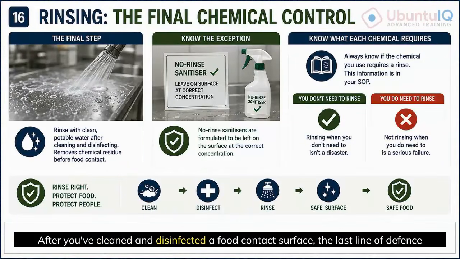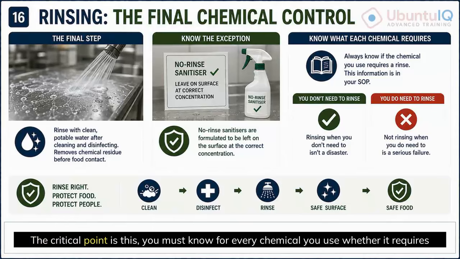After you've cleaned and disinfected a food contact surface, the last line of defense against chemical contamination is a thorough rinse with clean, potable water. This removes any chemical residue before the surface touches food again. The one exception is if you're using a no-rinse sanitizer, a product specifically formulated to be left on the surface at the concentration it's applied.